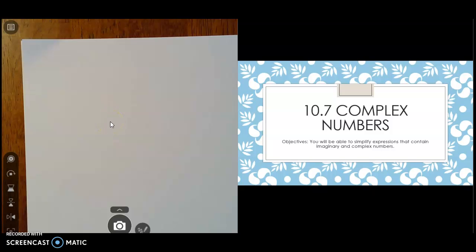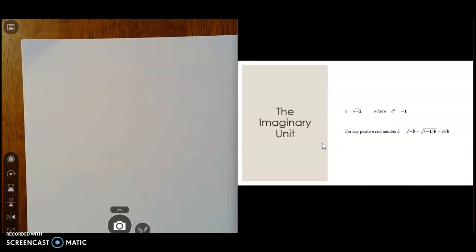Hi, welcome to section 10.7, complex numbers. Hopefully by the end of this, you all will be able to simplify expressions that contain imaginary and complex numbers. So, what are complex numbers? So let's talk about this imaginary unit.